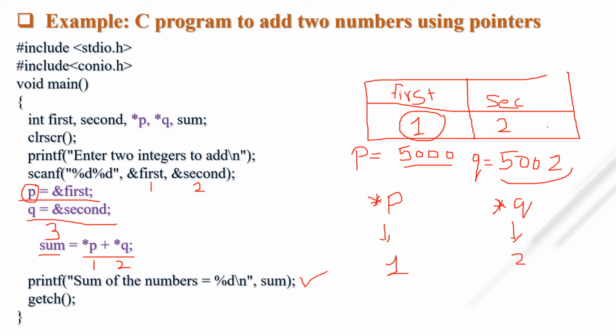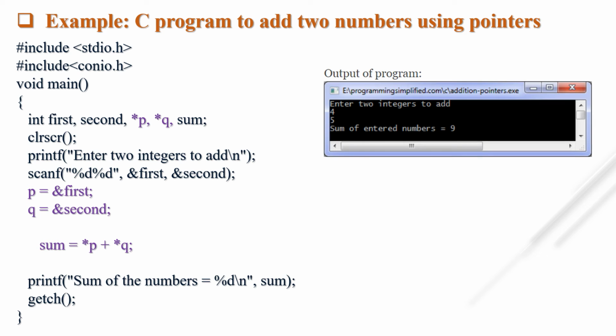Okay, this is a very simple example. It is an important example for your examination, so prepare well. This is the output. If I enter 4, which is stored in variable first, 5 will be stored in the variable second, and then with the help of pointers, the summation of the two numbers is 9.